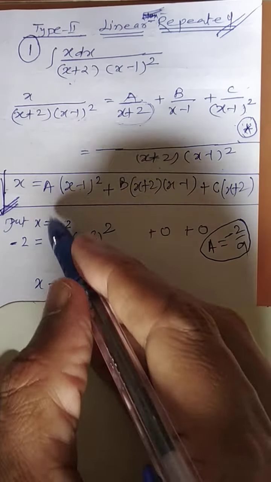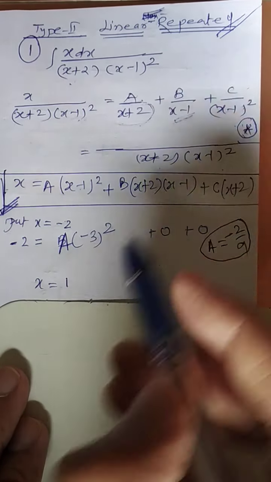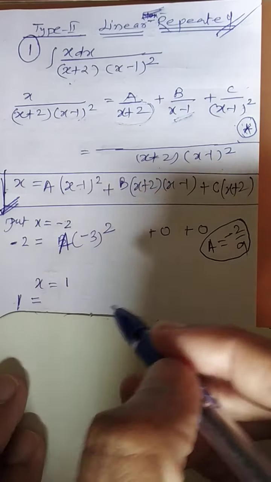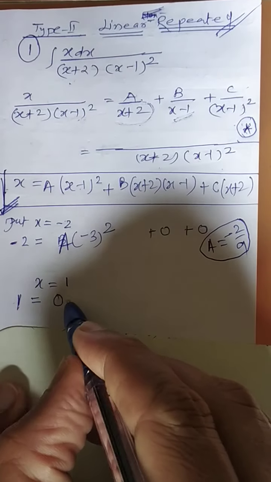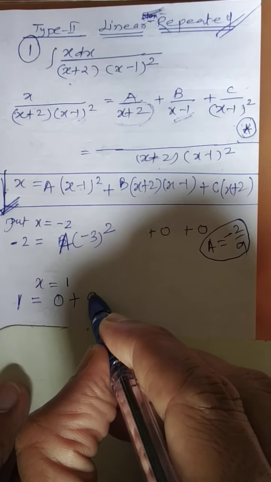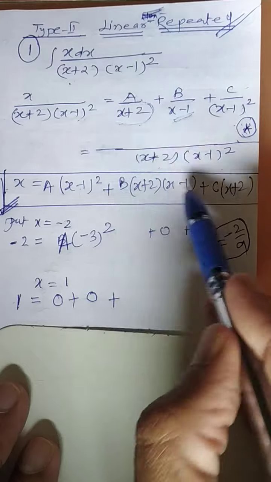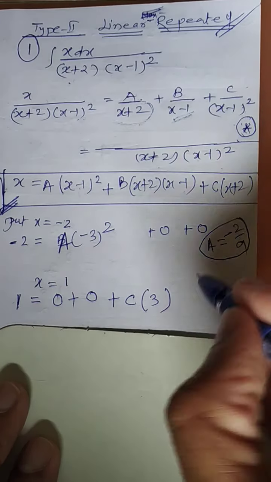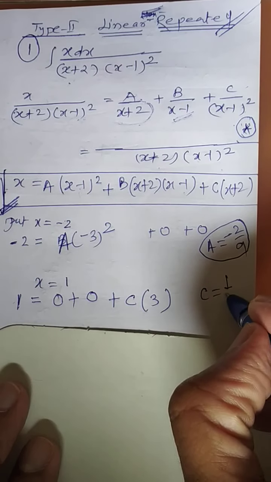Now replace x is equal to 1. Why 1? This is the expression 1. So you will be getting 1 on the left hand side. Now this will be 0 and the second term will be also 0, 1 replacement. This is 0, this is 0. Now here you will get C into 3. So the value of C you are getting 1 by 3.